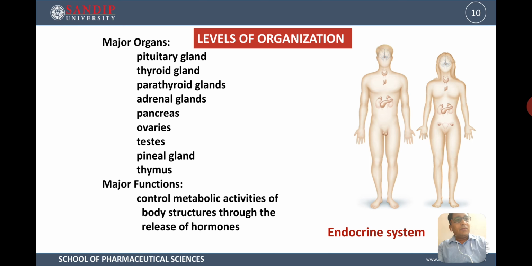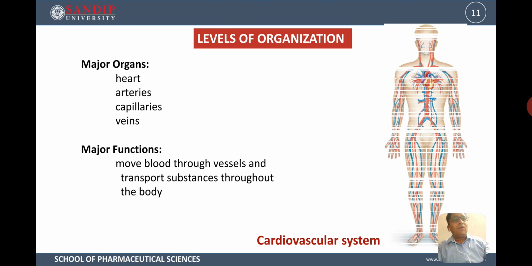The next system we can discuss is the cardiovascular system. In the cardiovascular system, the major organs are the heart, arteries, capillaries, and veins. So these are the main organs concerned with the cardiovascular system.